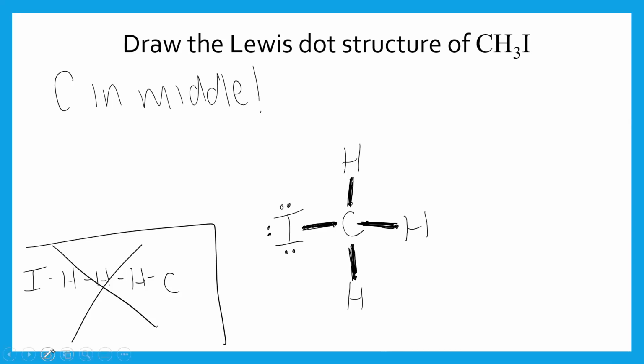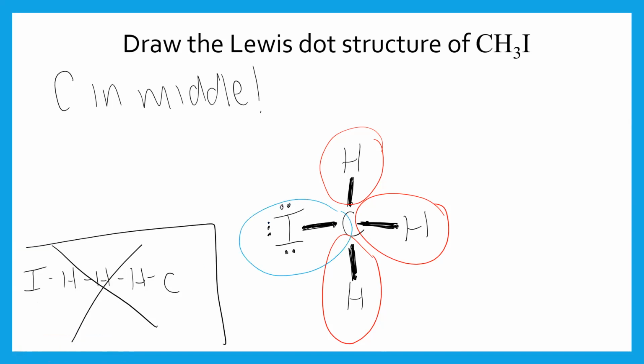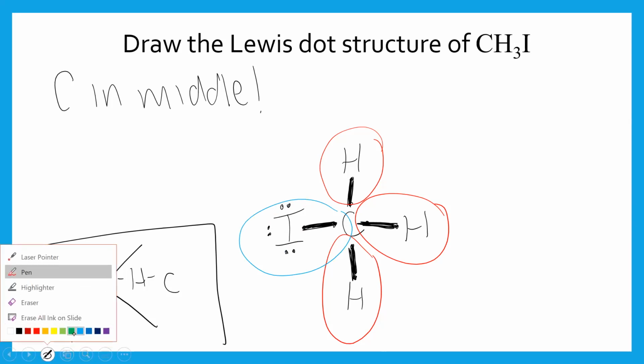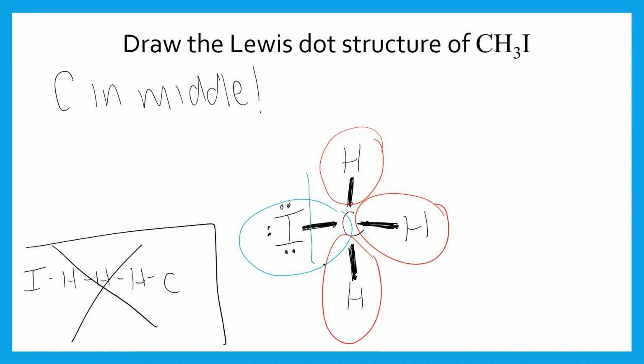Check our octets out. Let's start with H first. 1, 2, 1, 2, 1, 2. H is happy with 2. Let's check out iodine. 1, 2, 3, 4, 5, 6, 7, 8. Iodine is also happy. Now let's check out the carbons. Carbon has 4 lines, 2 dots each, so 1, 2, 3, 4, 5, 6, 7, 8. So everything is happy. Obviously, this is not a great final answer because it's messy.